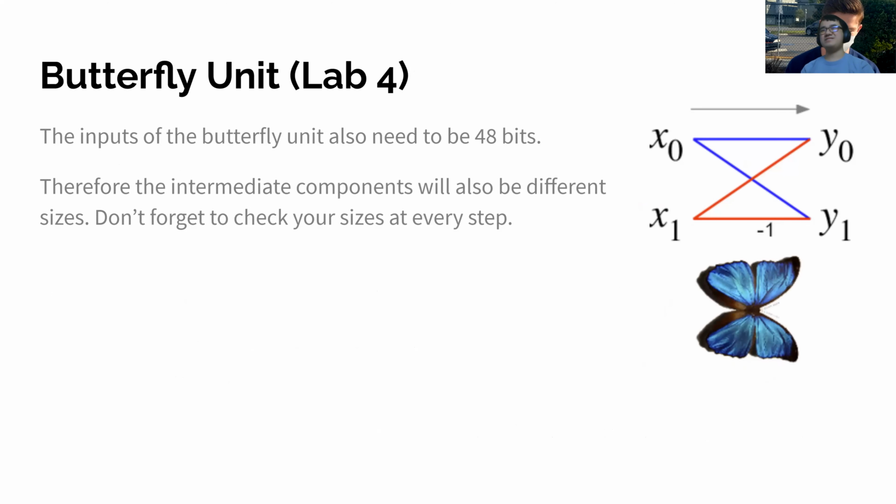Next, the butterfly unit. Obviously the FFT processor takes in 18-bit inputs. We sign extend them to 24 bits, which means real and imaginary is a total of 48 bits. That affects your butterfly unit as well, which means they input 48 bits and output 48 bits. That also means you need to change the bit sizes of the intermediate wires in your math calculations. So be careful and check those.